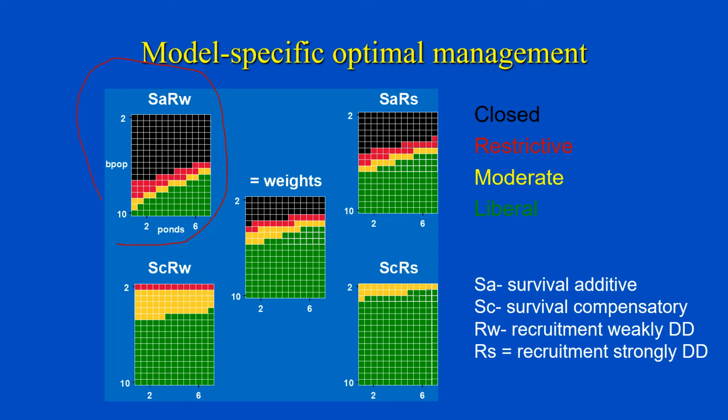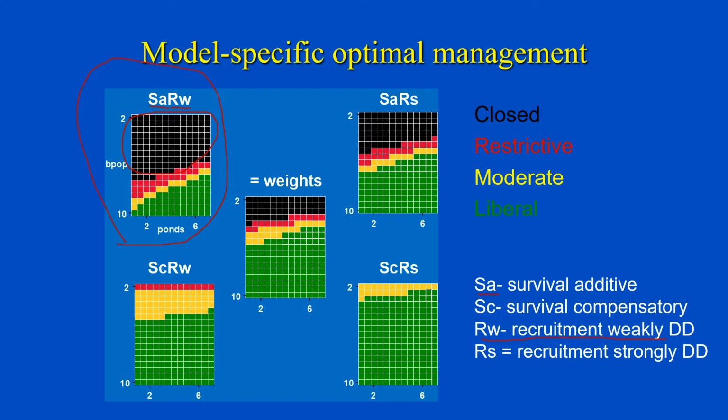So if we look at the most restrictive situation here, where you have additive hunting effects and relatively weak recruitment or density dependence, you can see that you have a large area here that's black, and that means that under those combinations, you basically close down the harvest. You don't harvest any birds, okay?